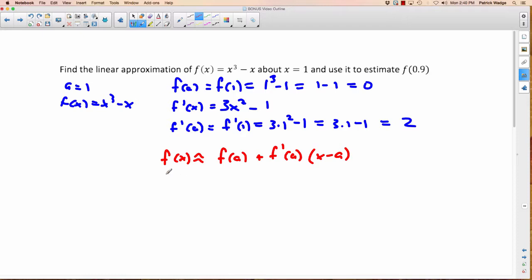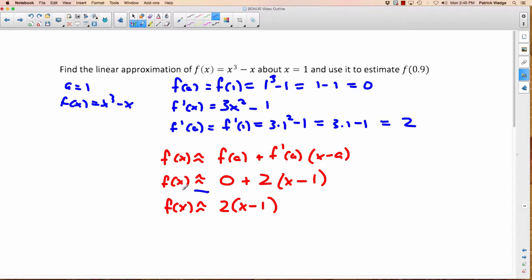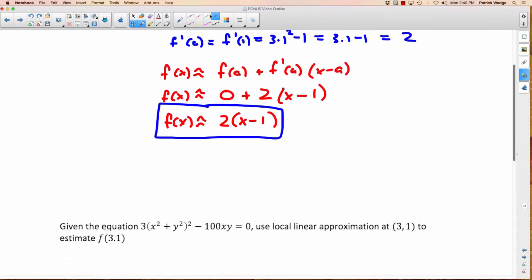Okay, so let's find our master formula first that would work for lots of values that are close to 1. Well, f of a we said was 0, that's nice, plus f prime of a we said was 2, and then we have x minus a, and a is 1. So we can simplify this a little bit. F of x is approximately equal to 2 times (x minus 1). You could expand this if you want, but I'll just leave it like this. And there you go. This formula right here will give us approximate values as long as our value we're interested in is close to 1. In this case, the one we're interested in is 0.9.